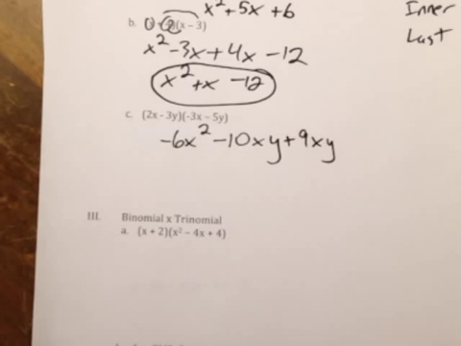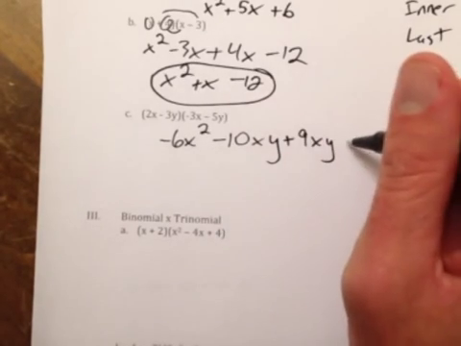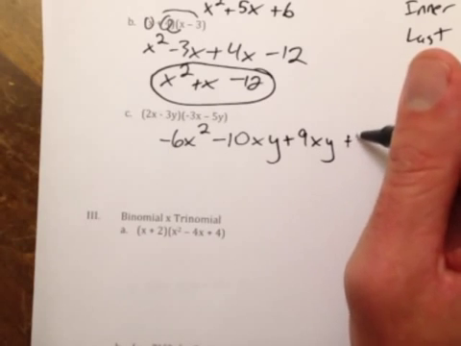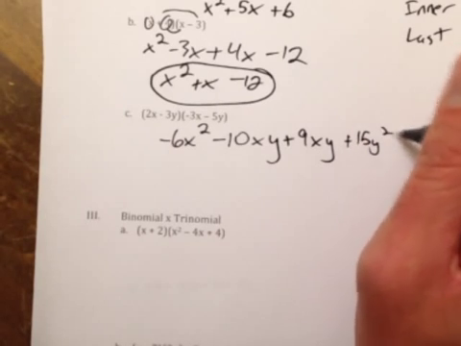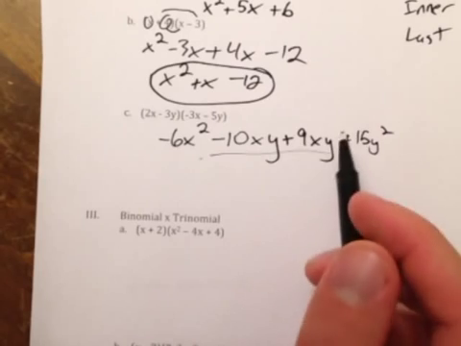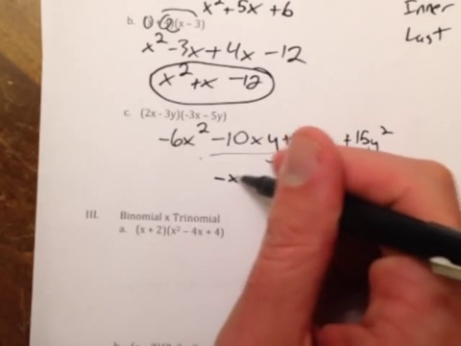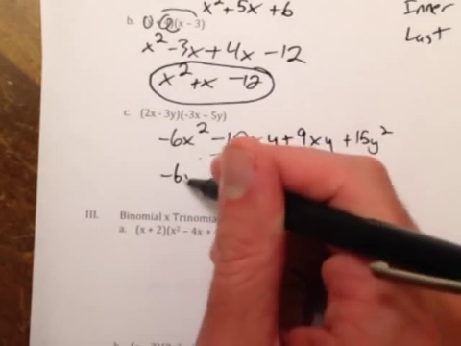And then the last terms are -3y and -5y. It's -15, or +15y squared. Combine your like terms. These two are my only like terms, and I get -1, or just -xy. And the rest all stays the same.